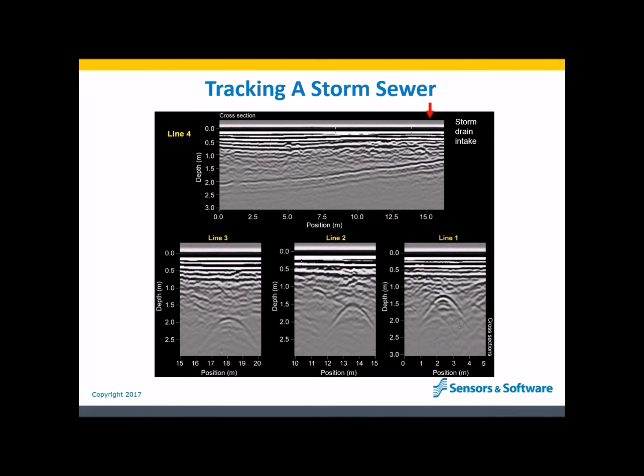Number 1, the hyperbolas are different depths. That means that the object is getting deeper each time we cross it. This means that it's sloping.